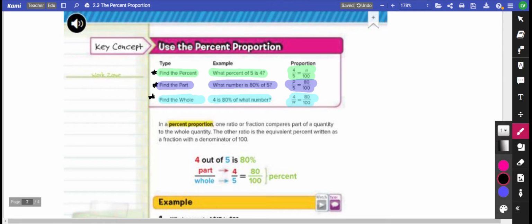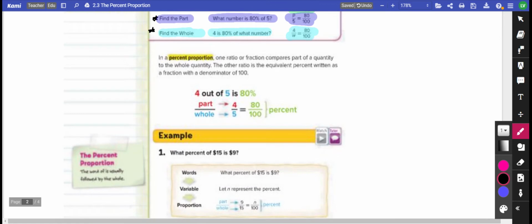So in a percent proportion, one ratio or fraction compares part of a quantity to the whole quantity. The other ratio is the equivalent percent written as a fraction with a denominator of 100. So it's just giving us 2 different ratios. We have our 4/5 and we have our 80/100. The 4/5 comes from 4 out of 5. 4 is your part, 5 is your whole. It is 80%, so 80 out of 100.